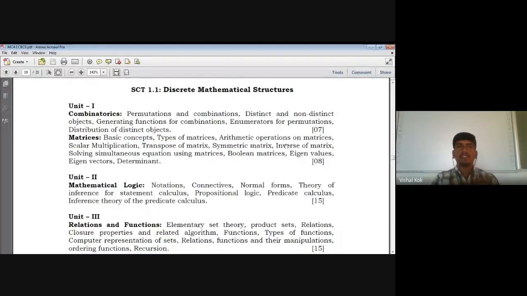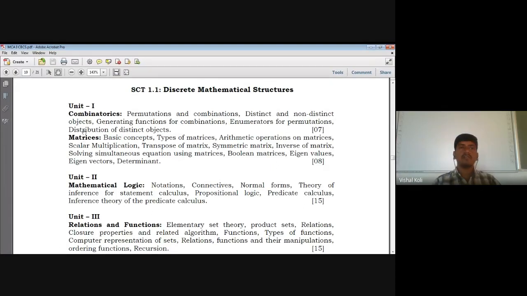So this will be the syllabus for your discrete mathematical structure. In the first unit we have to see combinatorics and matrices. In combinatorics we have to see what is permutation and combination, distinct and non-distinct objects, generating functions for the combinations, enumerators for permutations, and distribution of distinct objects. Okay, this we have to see in combinatorics.